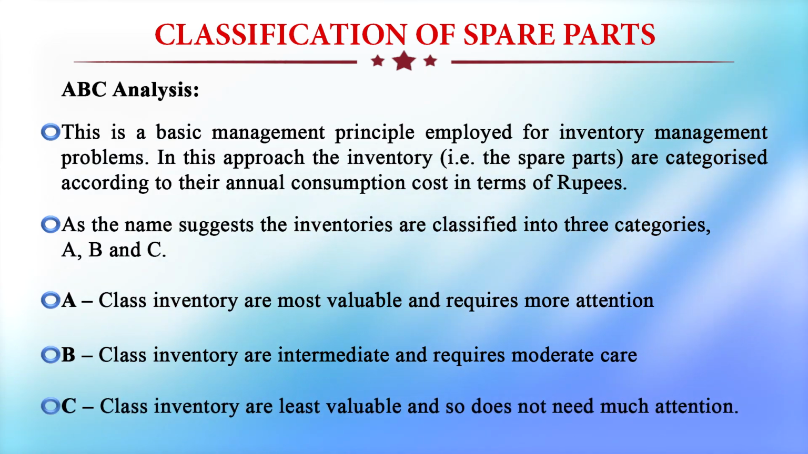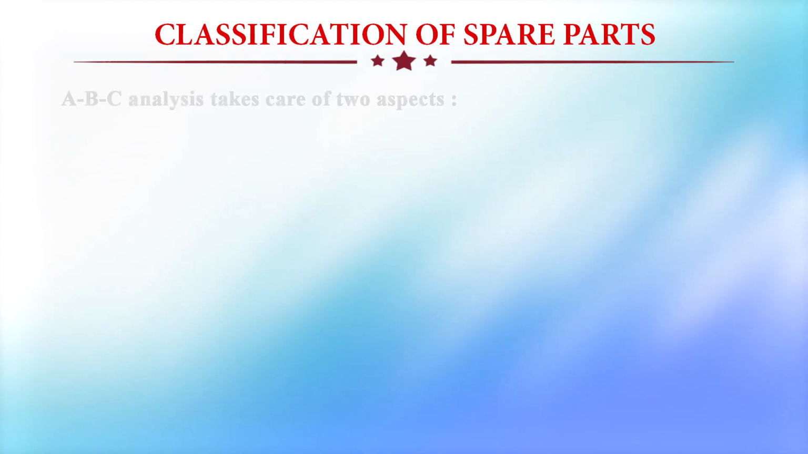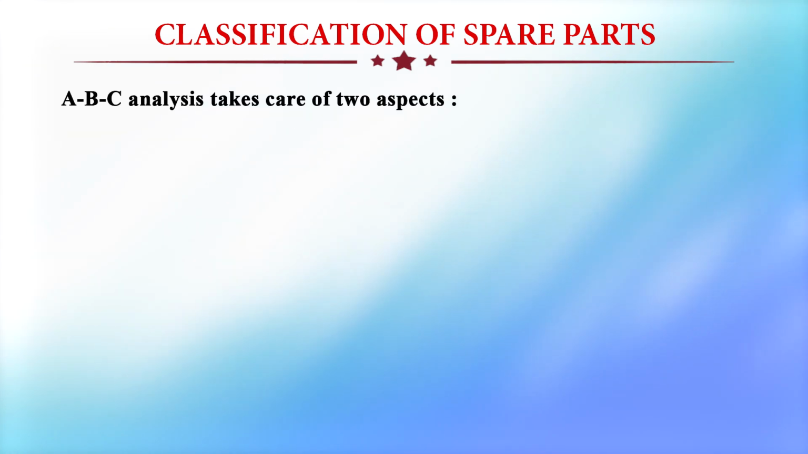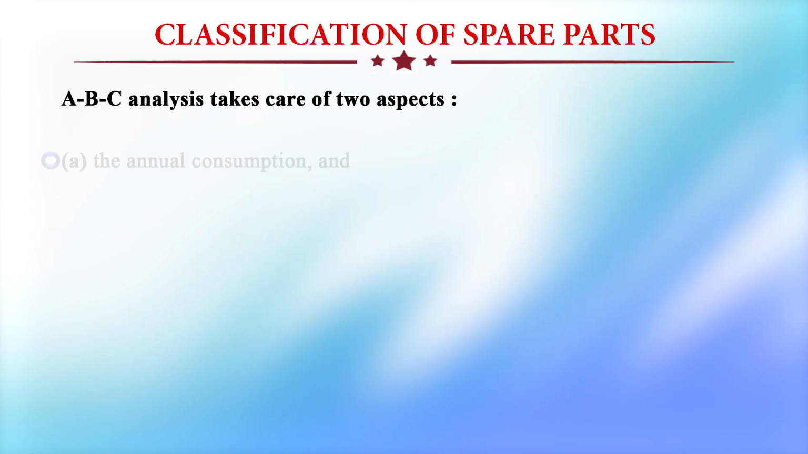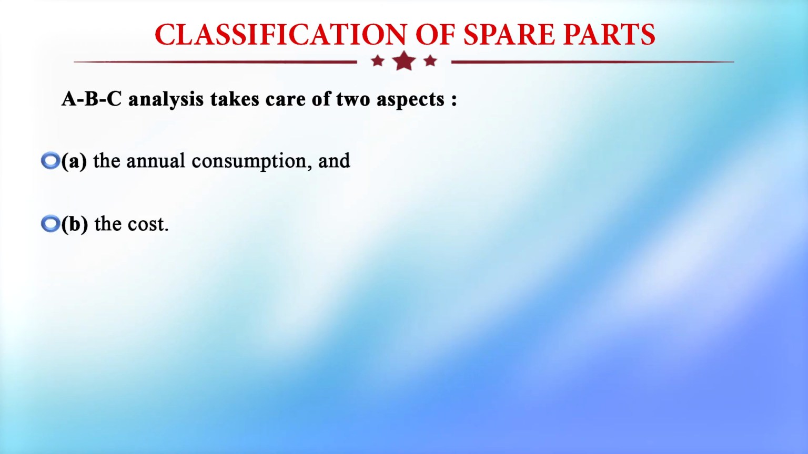Then C class inventory are the least valuable, or small parts, or easily repairable parts, and so do not need much attention. In this way, we have to classify the materials and spare parts into A class items, B class items and C class items to efficiently control the materials or spare parts. So, ABC analysis takes care of two aspects, the annual consumption and the cost.